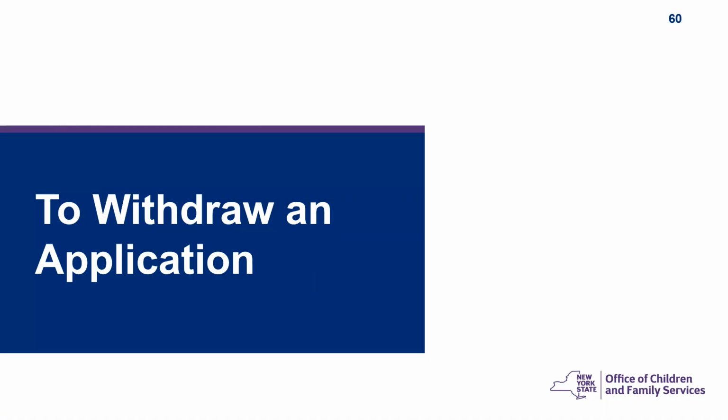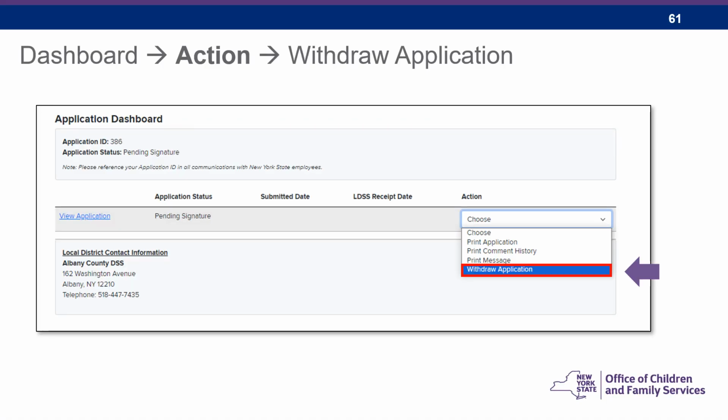How to withdraw an application. If you wish to withdraw your application for any reason, including finding errors in the information you provided after submission, you may do so from your dashboard. Under the Action tab, select Withdraw Application. Again, this is the action that would be necessary if an applicant submitted an application but later discovered they had entered their co-applicant's email address incorrectly.